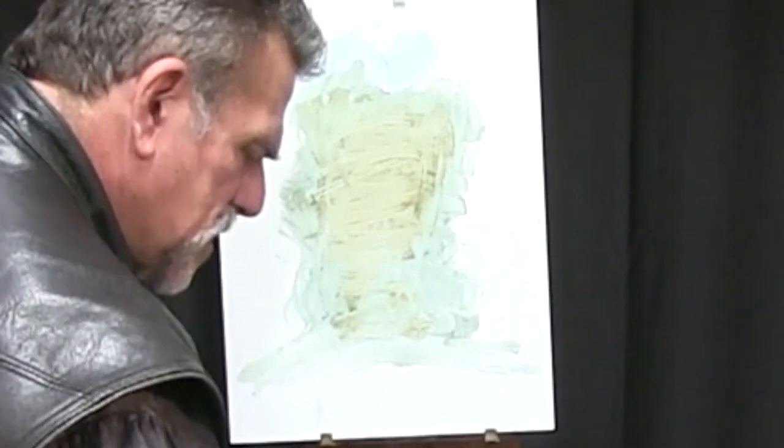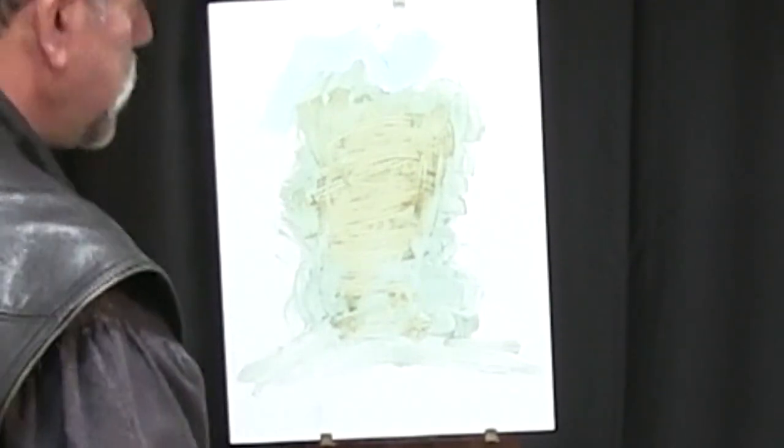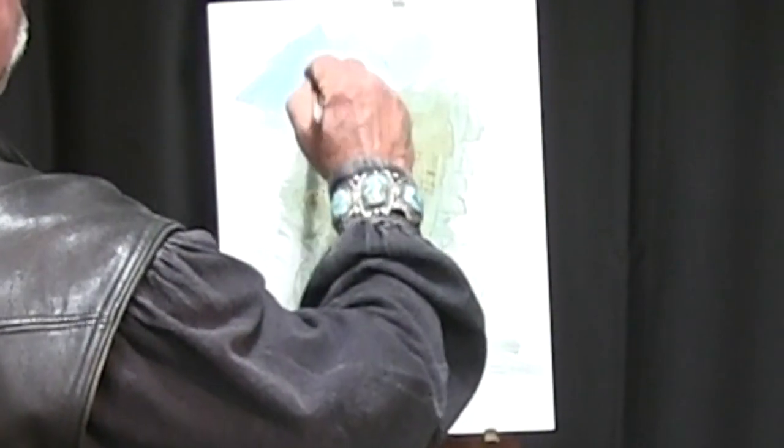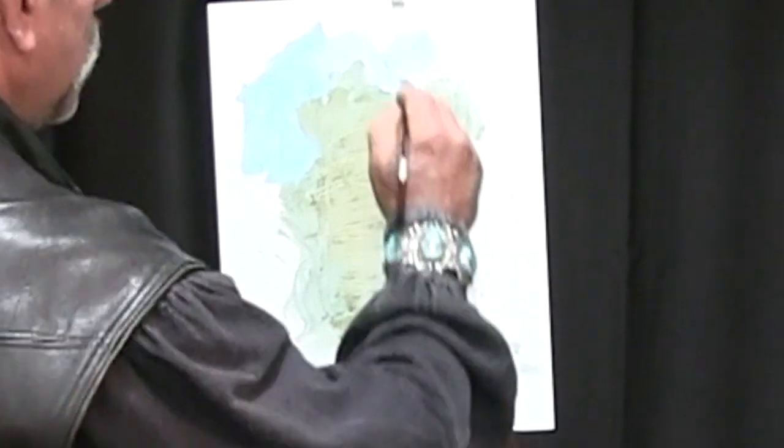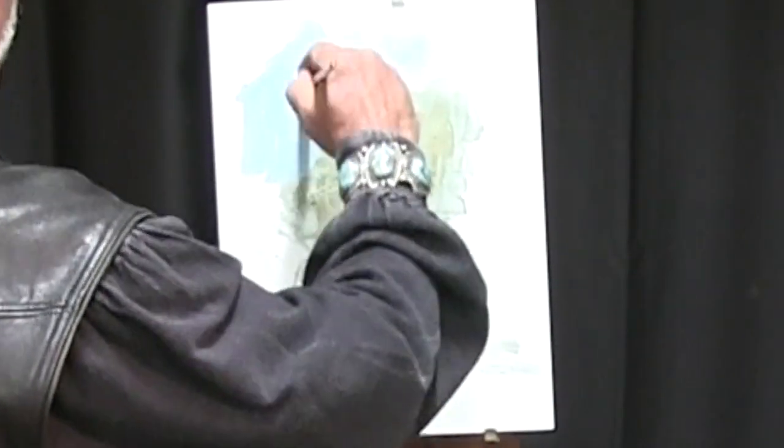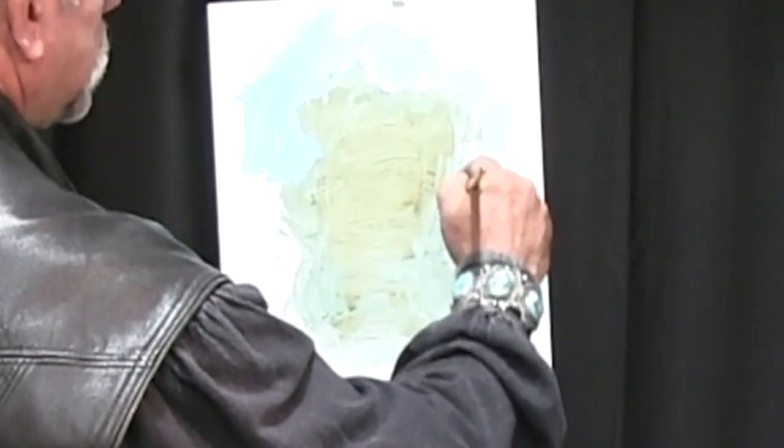Now, I had some questions about what about mossy trees? What about oak trees? I think we did oak trees, but what about pine trees? So let me just kind of go in. You would actually do this. You would paint the sky after you get your base in.